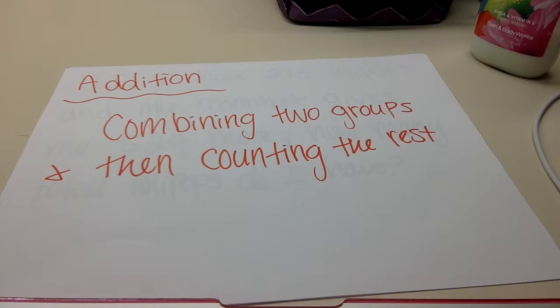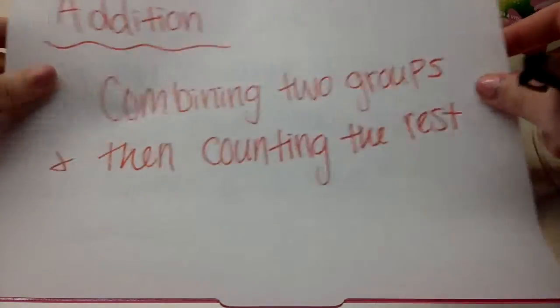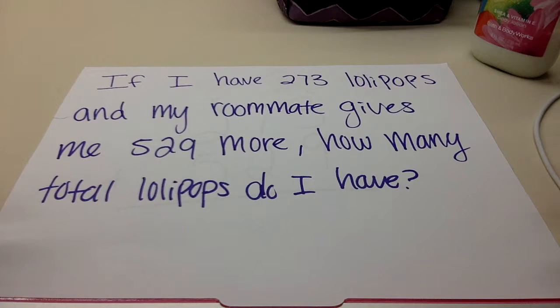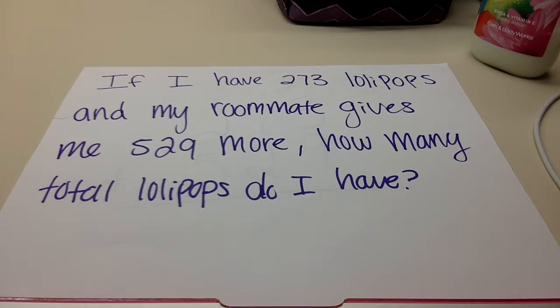Okay, today we're going to be talking about addition, and we're first going to start with what the rule of addition means. It says that we're combining two groups and then counting the rest. So to put this into perspective a little bit, I created a word problem with the help of my roommate. If I have 273 lollipops and my roommate gives me 529 more lollipops, how many total lollipops do I have?